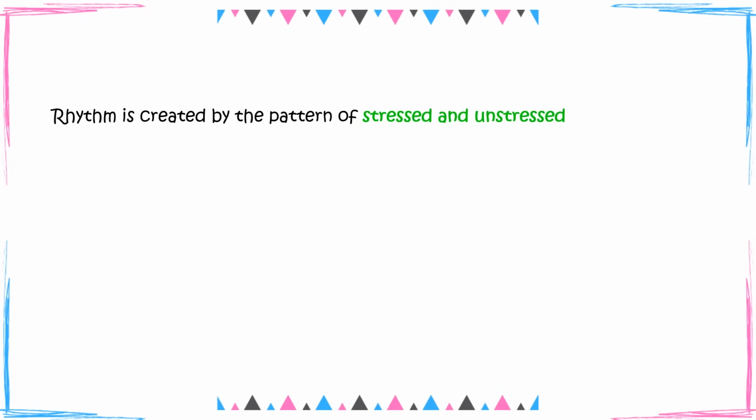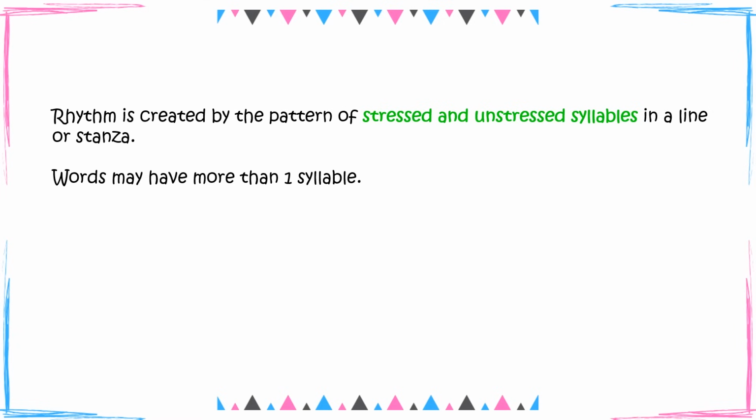And we also learned that the rhythm of a poem is made by the pattern of the stressed and unstressed syllables in a line or a stanza. Now we're going to learn about stressed and unstressed syllables. You learned what syllables are. We also learned that words may have more than one syllable, like the word banner. That's ban-ner, so two syllables. The first is ban, the second is ner.